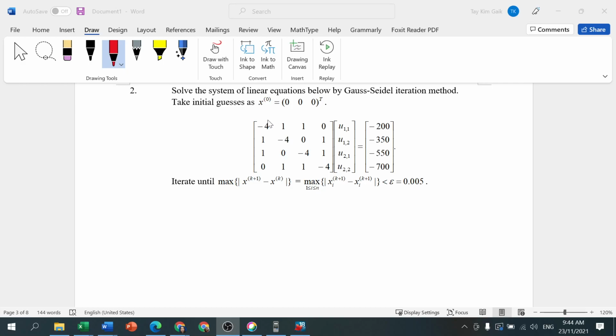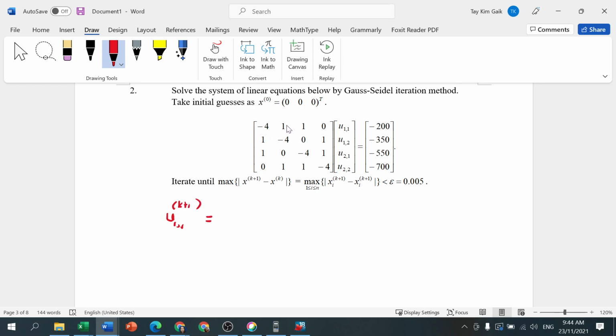So for the Gauss-Seidel, this is already diagonally dominant, so no need to swap anything. Now I'm going to write down the iterative formula to solve u11, u12, u21, u22. So my u11, you want to write down the iterative formula. This is, let's say, u11 at step k plus 1.